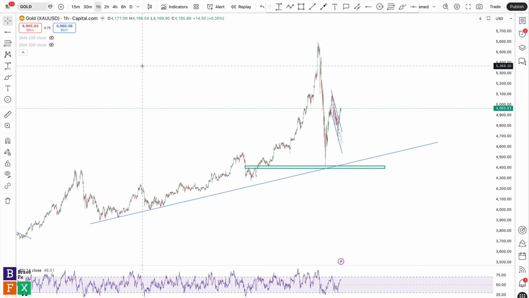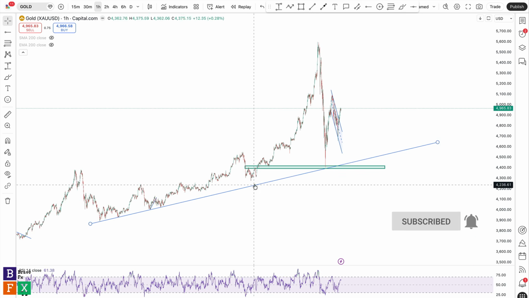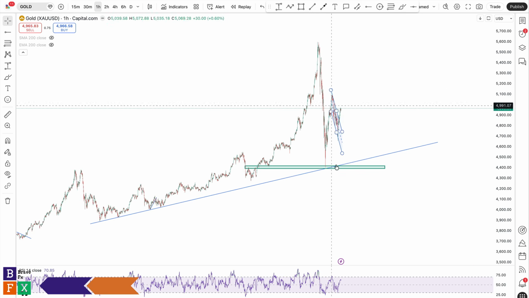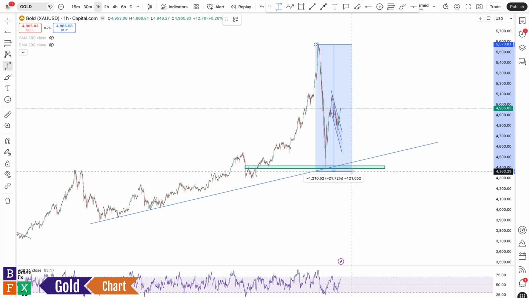In this video, we'll be taking a look at gold, silver, and GBP-USD. So starting with the gold chart on the 1 hour time frame, we've had a nasty move to the upside and a very sharp decline towards the downside. And this was around a 20% drop on gold, right?